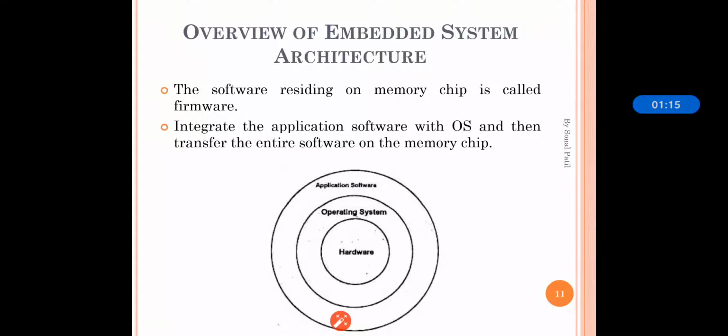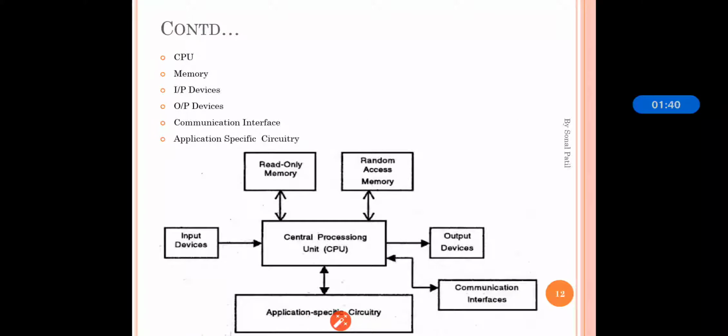We can see this layered architecture of an embedded system where the hardware is there. Hardware is surrounded by the operating system, and later it is surrounded by the application software. The application software is integrated with the operating system, and then it is transferred entirely as the software onto the memory chip so that we can have our embedded system on chip.